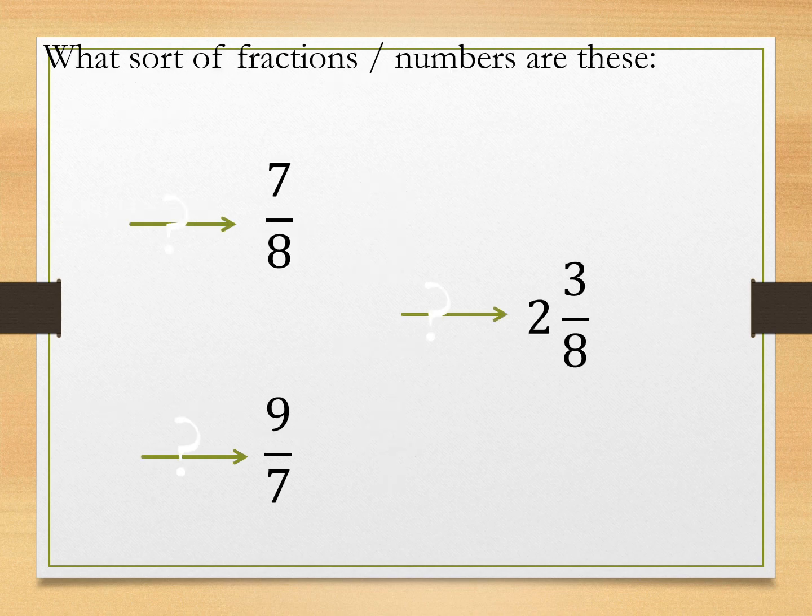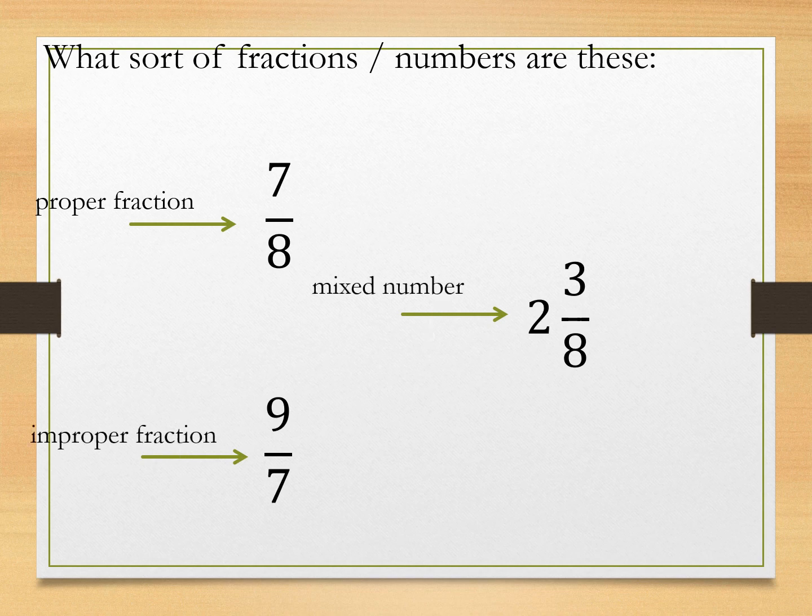7 over 8 is a proper fraction because 7 is less than 8. The numerator is less than the denominator. While 9 over 7, since the numerator is bigger than the denominator, is called an improper fraction. 2 and 3 over 8 has a whole part and a fractional part, so it's called a mixed number.